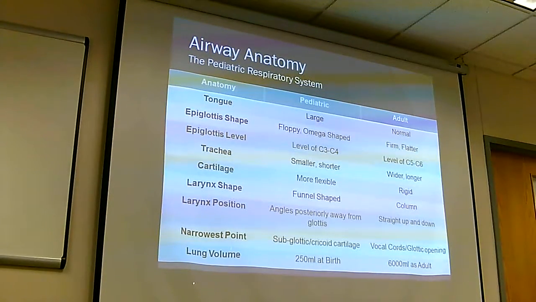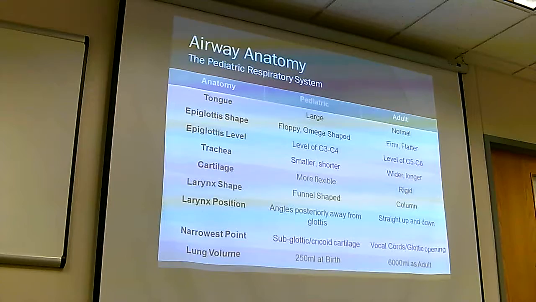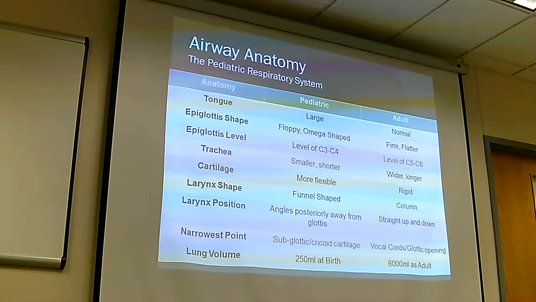The narrowest point, people love this question, the narrowest point of a child's airway is the cricoid cartilage, or the subglottic region, and the narrowest point on an adult is going to be their glottic opening or their vocal cords.